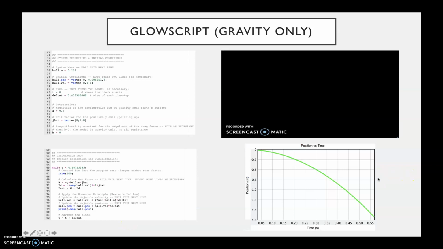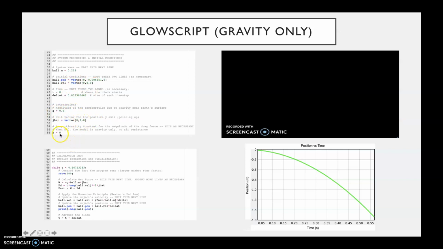So here's the model for the gravity-only model. Here's the code for it, and you can see here the mass was inputted right here, 214 grams. The initial velocity from tracker was inputted here. The initial position was inputted here, and the initial velocity was 0. And here you can see the acceleration of gravity as well as the unit vector for the y-axis.